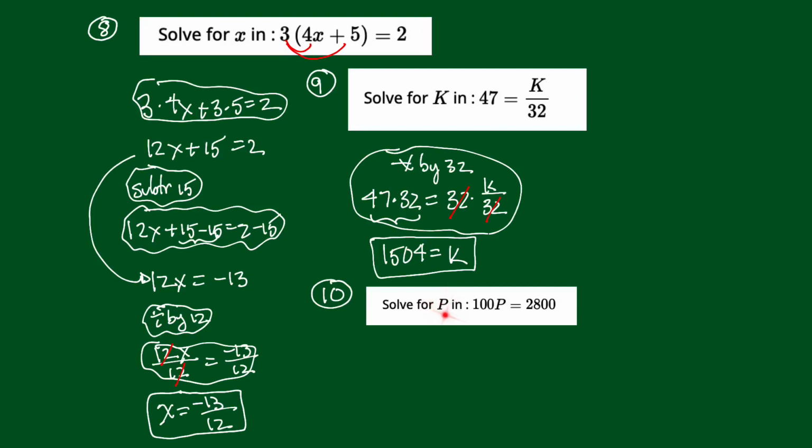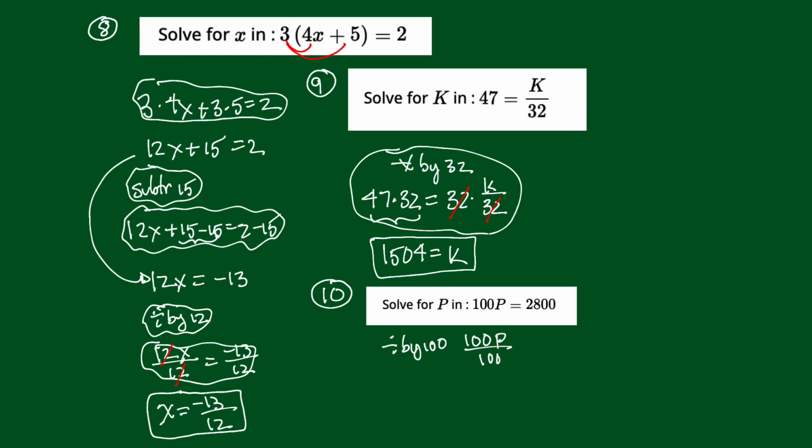Problem 10. Let's solve for p in this equation here. 100p equals 2800. Now in this case, p is being multiplied by 100, so I'm going to undo that multiplication with a division. Now this is the opposite of what we did back here in problem number 9. The variable k was connected to a 32, so we used the opposite of division, which was multiplication. Now in this case, we are going to divide by 100.